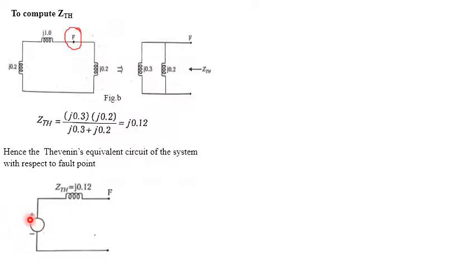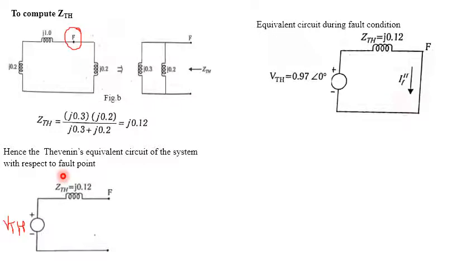This is V Thevenin, the voltage source, the voltage before the fault takes place, and this is Z Thevenin. So this is the equivalent circuit during the fault condition, with the voltage and the impedance we got, and this is the fault.